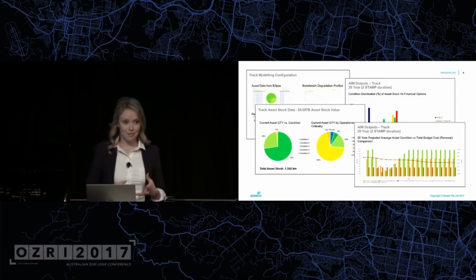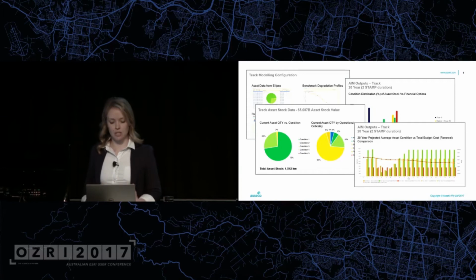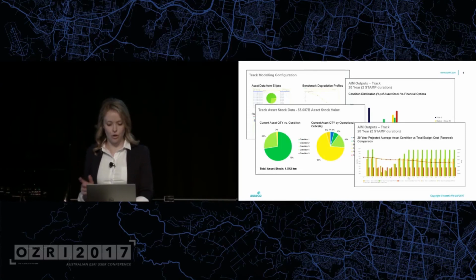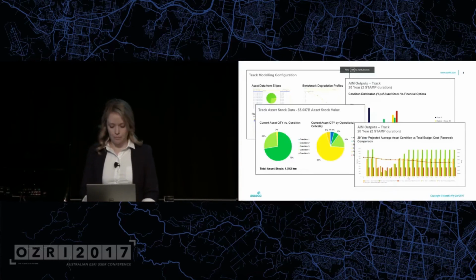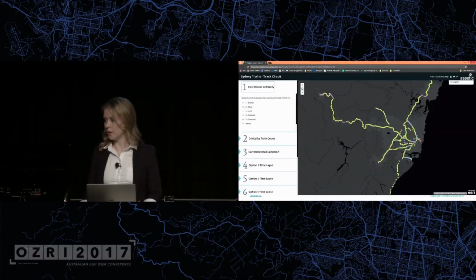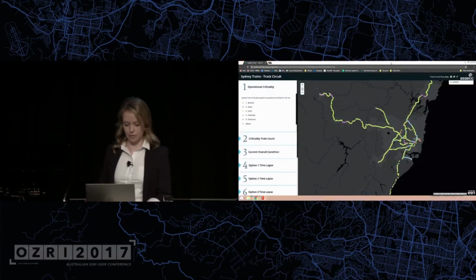This is all great information for asset managers and for engineers and for people who work in this all the time. They need the detail. However, when it comes to the decision makers, this gets a little bit too detailed for them. They're great graphs, they're great reports, but it's just a little bit too much information. So what we decided to do was actually map the outputs.